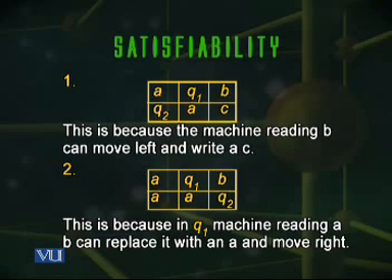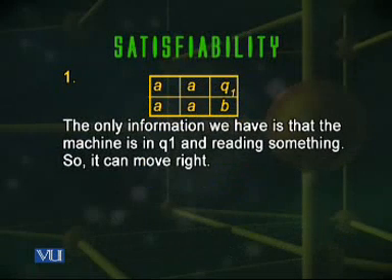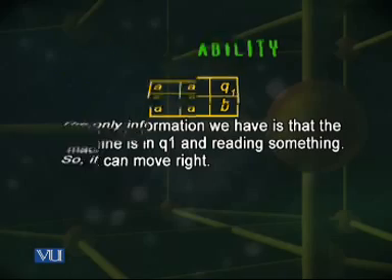Let's look at another example of a legal window. This is a legal window which is AAQ1, AAB. The only information we have is that the machine is in Q1. When we look at this legal window, we're not reading anything on the right of the last thing in the window. We know that the machine is in state Q1, but we don't know what it's reading. Well, in this case from Q1, it's possible for the machine to move to the right. And whatever it replaced will be the next symbol which will come there. Therefore, we will call this a legal window.